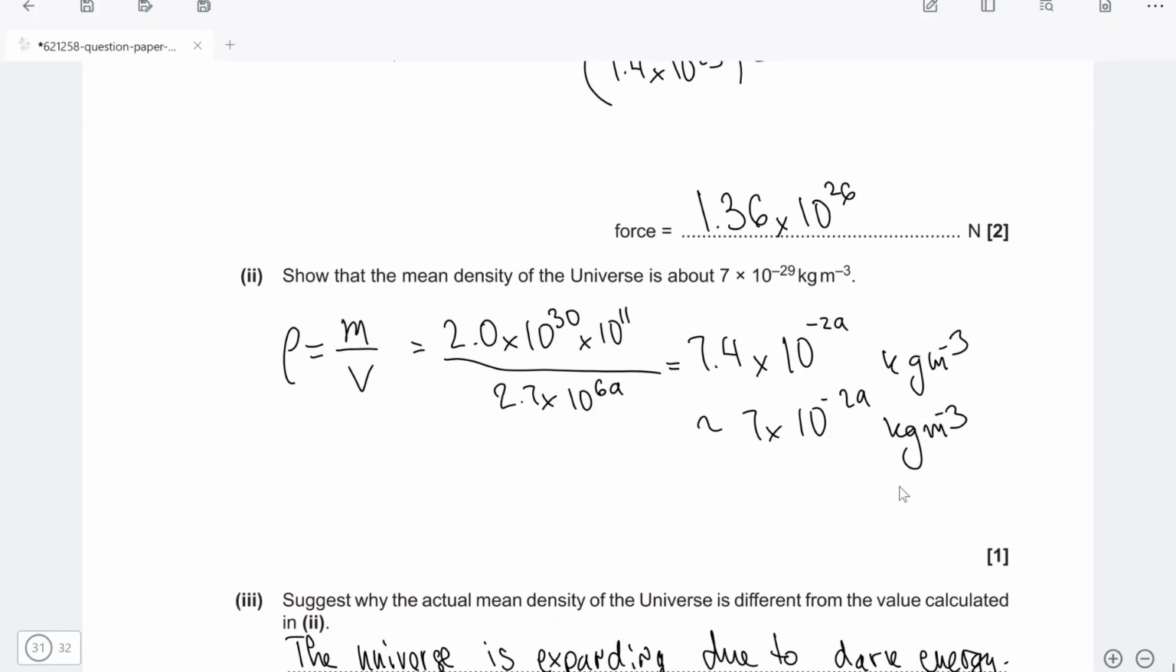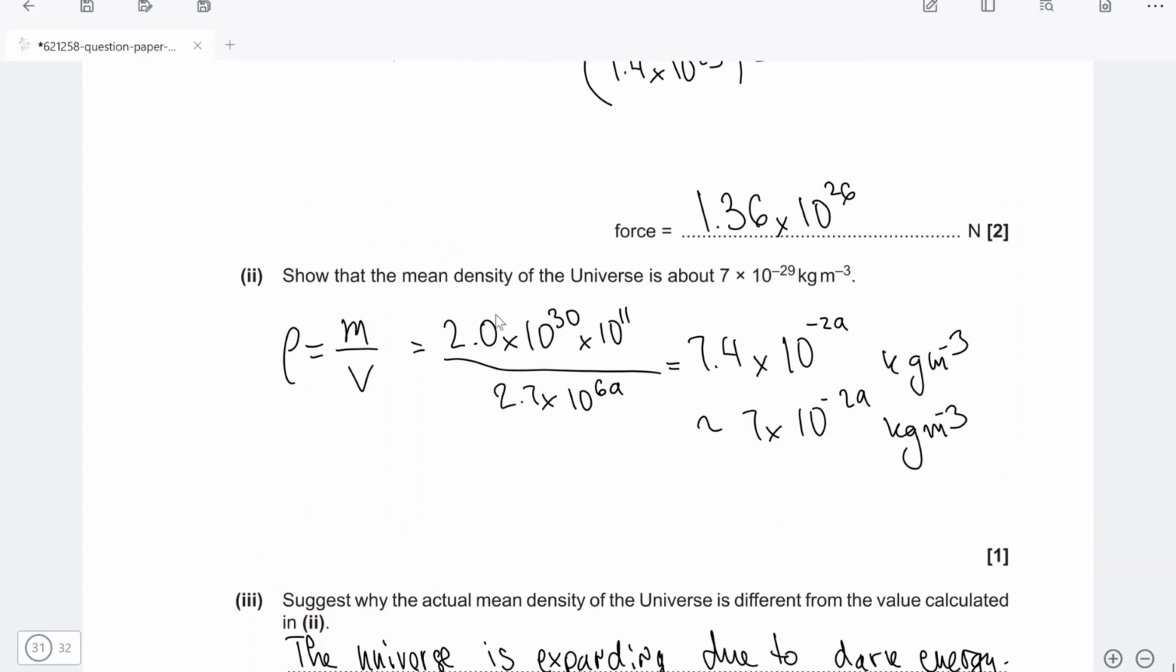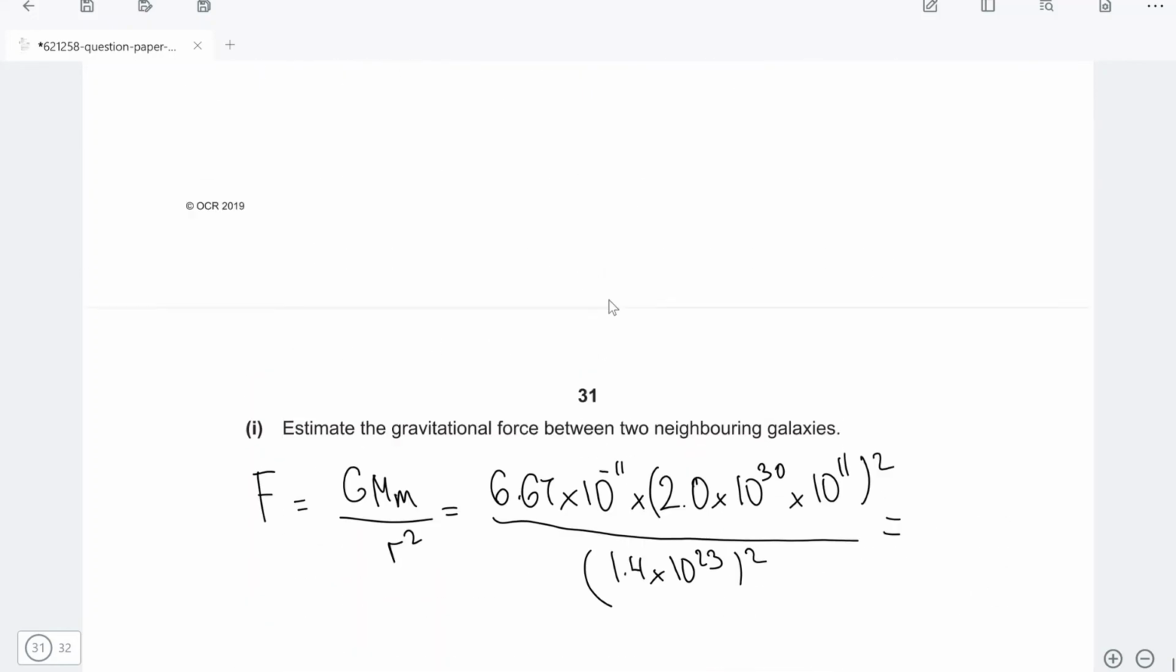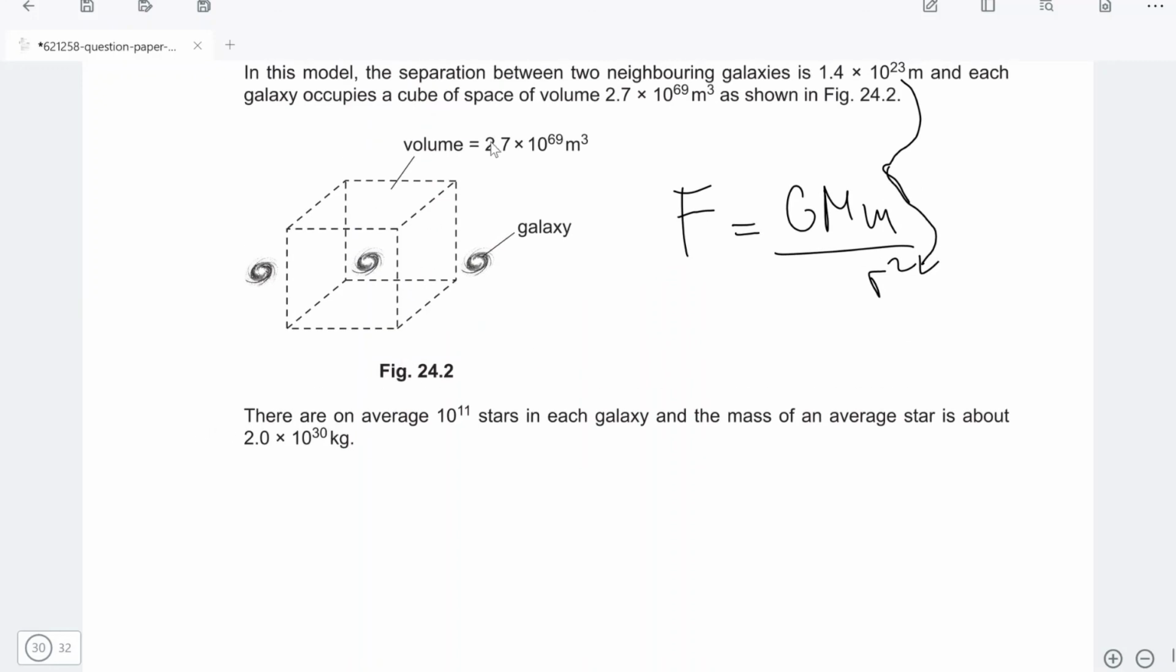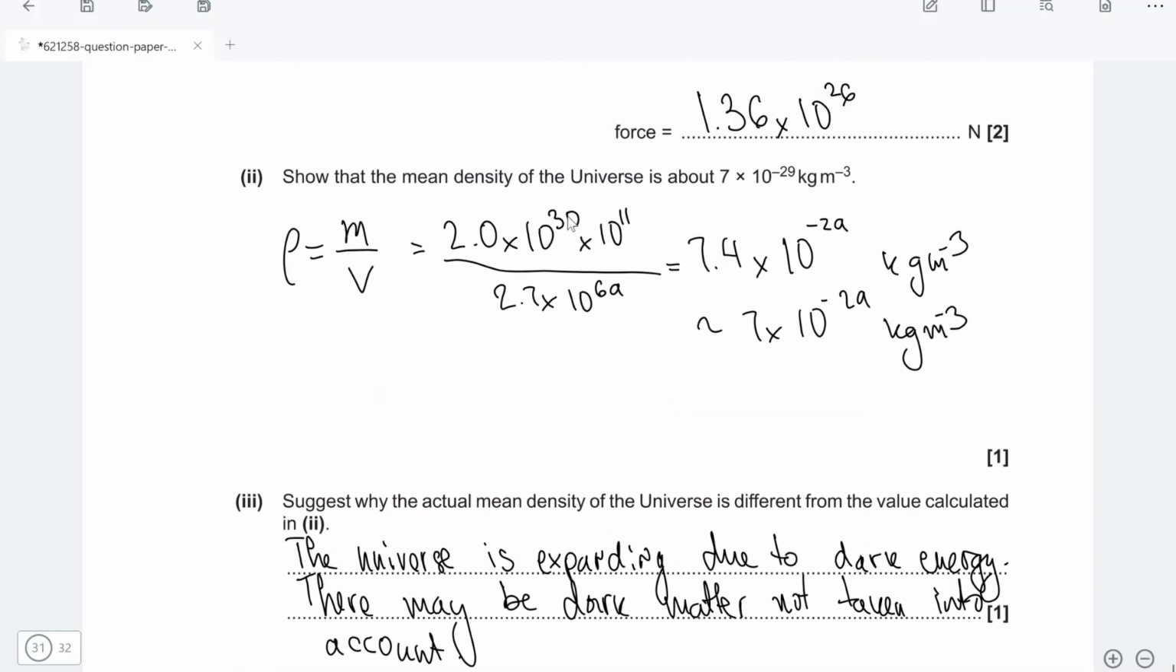Part 2 showed that the mean density of the universe is about 7 times 10 to the power of minus 29. Well, density is mass over volume. So our mass, we estimate it to be 2.0 times 10 to the 30, the mass of one star, times the number of stars, and then we're given that the volume of each cube is 2.7 times 10 to the power of 69. Don't try and calculate this, because this information is already given in the question: 2.7 times 10 to the power of 69. When we divide those two numbers, we get 7.4, which is about 7 times 10 to the power of minus 29 kilograms per cubic meter. So most of the universe seems to be empty space.